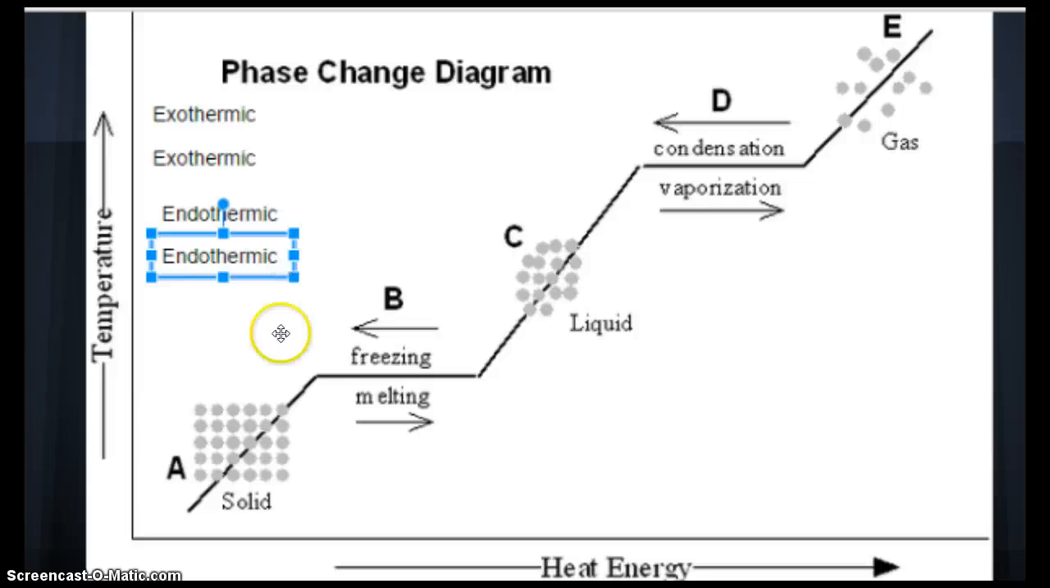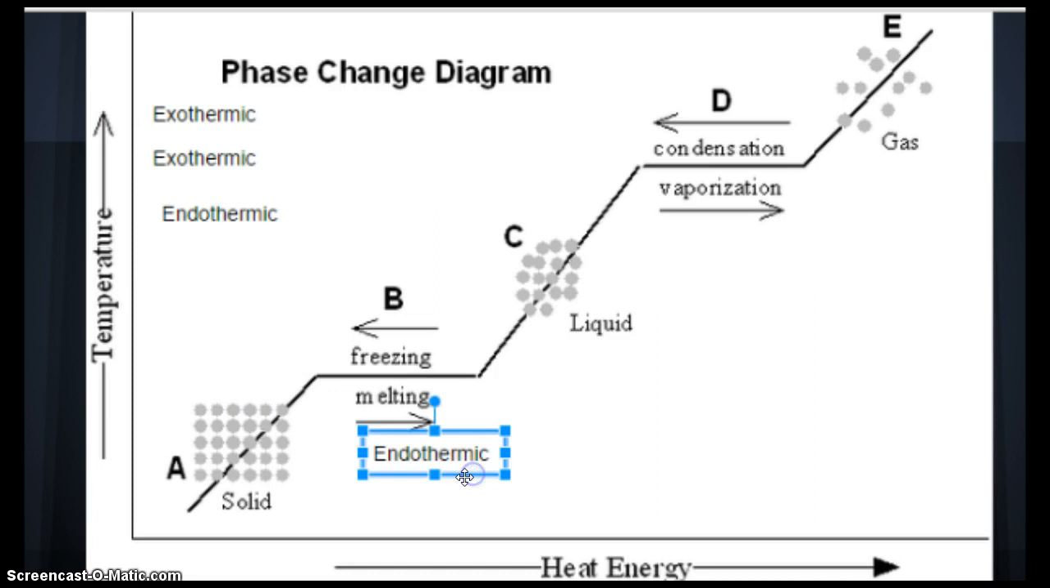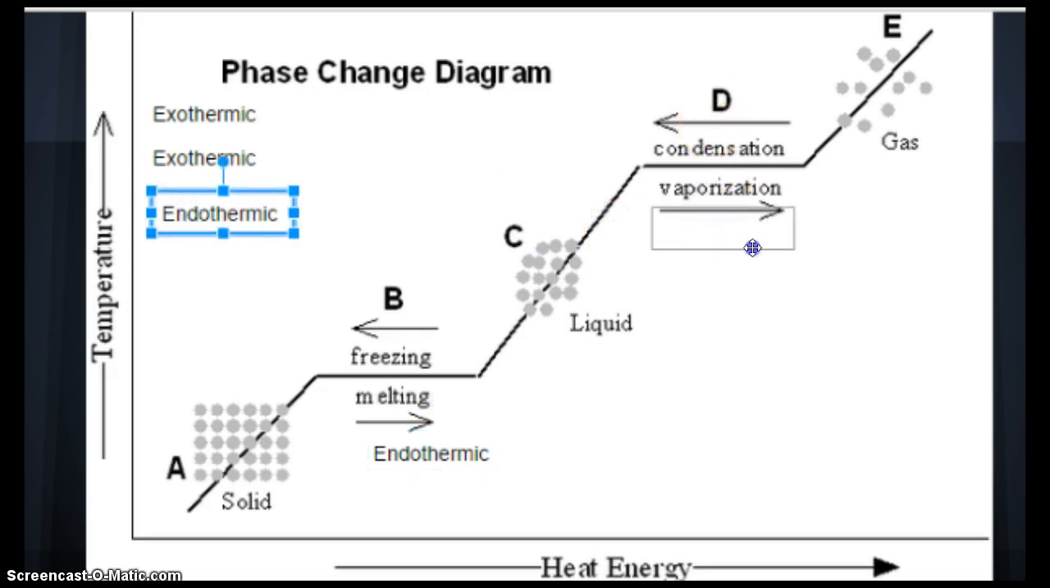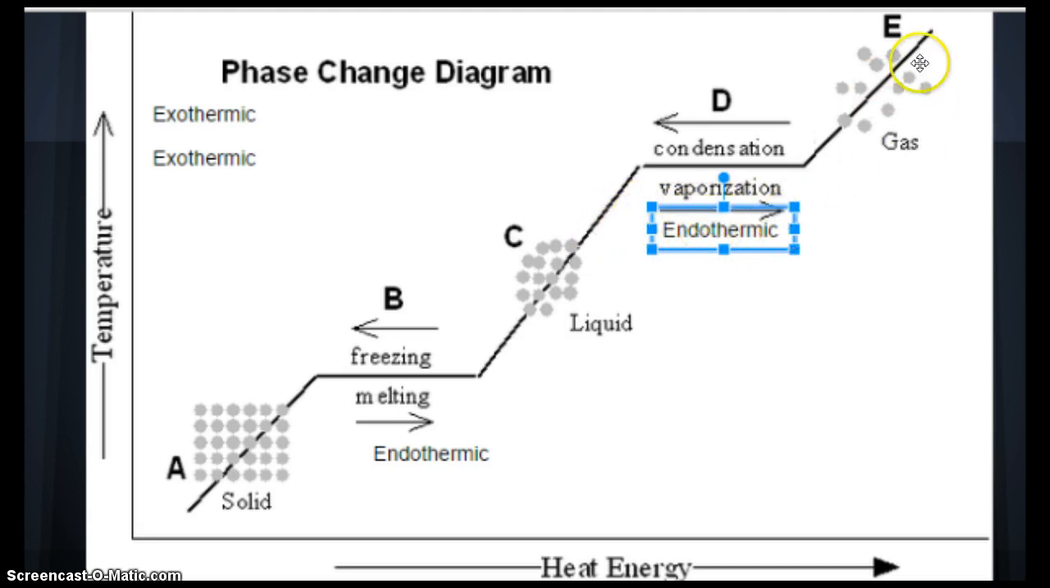So when do molecules move faster? If I go from solid to liquid, it's going to be my melting, because I'm getting more energy in. I'm increasing the energy. The molecules are moving faster. So which other one is endothermic? Condensing or vaporizing? It would be vaporizing because again, I'm increasing my energy. Energy had to be brought in to make these molecules move faster.